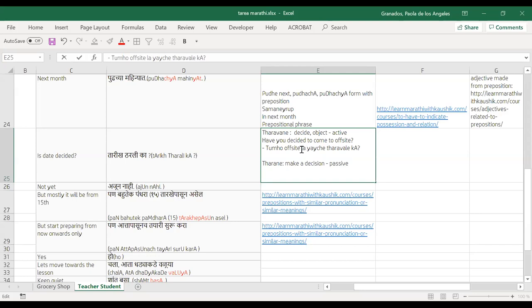It's like for coming, yaila. For coming. Okay. So then what would be the difference between tumhi offsite yaila tarableka and this sentence? Yaila can be used if you want to say a sentence like, are you ready to come to offsite? Tumhi offsite la yaila tayar ahatka. Are you ready for coming? Okay.